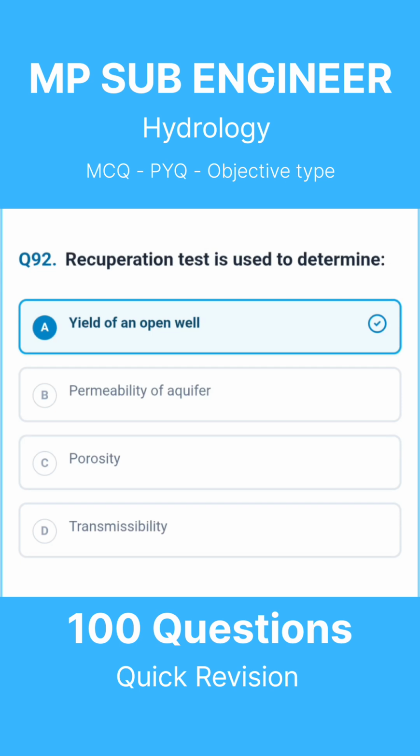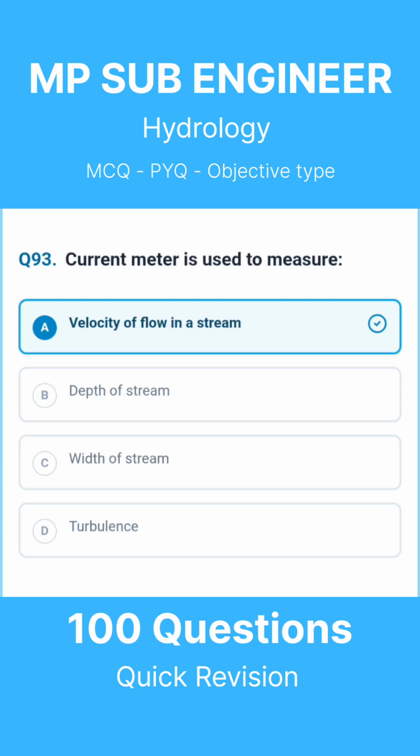Question 92. Recuperation test is used to determine. The correct answer is yield of an open well. Question 93. Current meter is used to measure. The correct answer is velocity of flow in a stream.